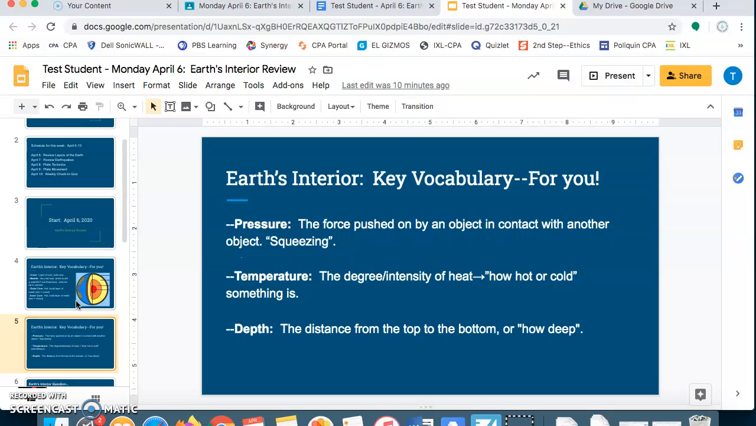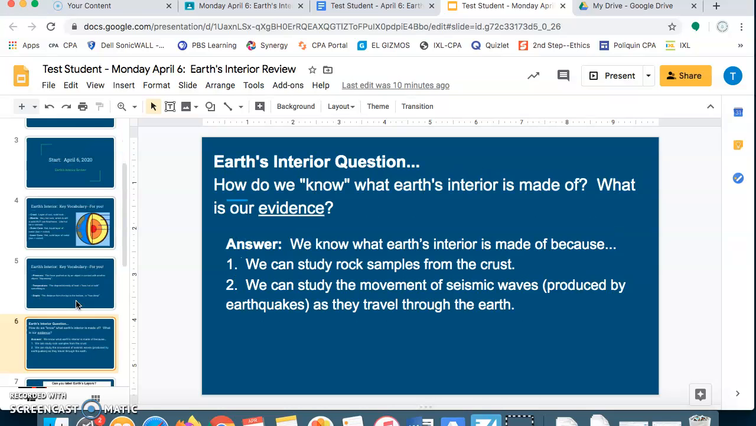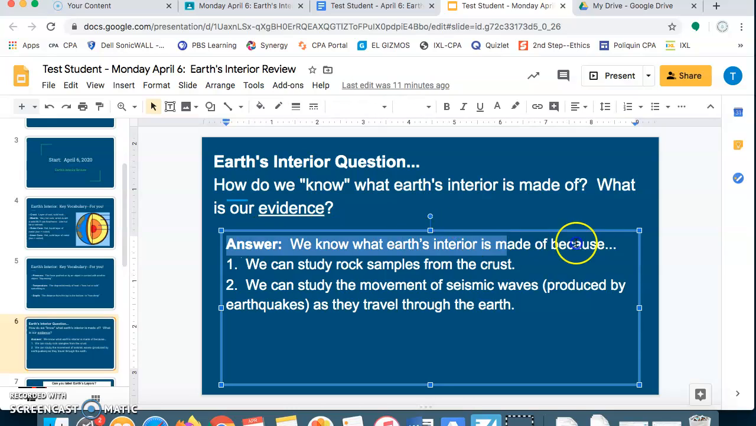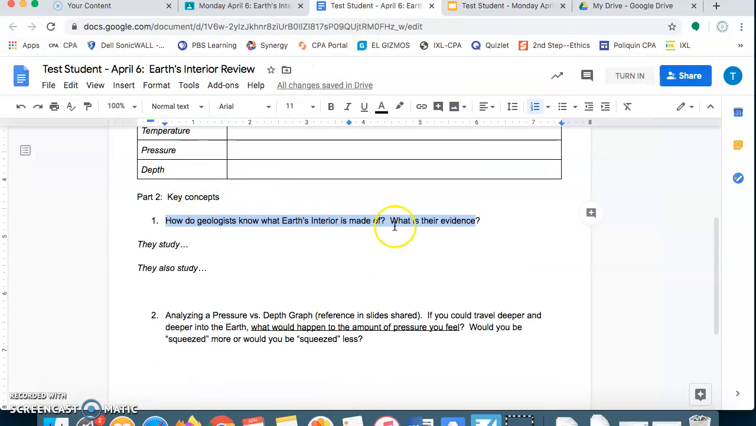This is still key vocabulary, so I'm not there yet. Oh, how do we know what Earth's interior is made of? What is our evidence? Okay, seems to be that there are our answer. We know what Earth's interior is made of because answer 1, answer 2. Okay, so geologists study blank and blank.